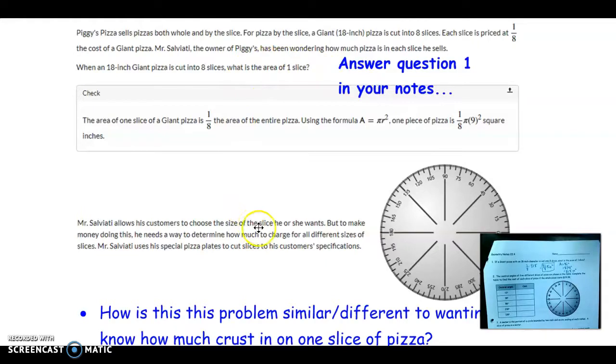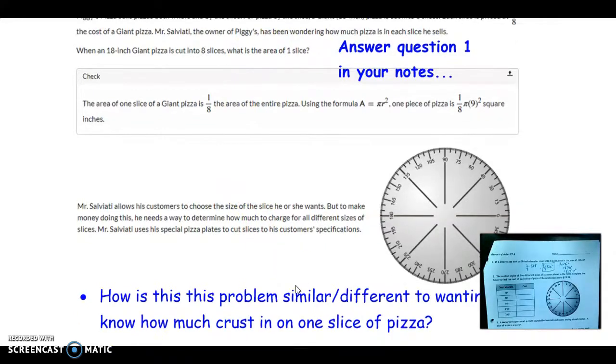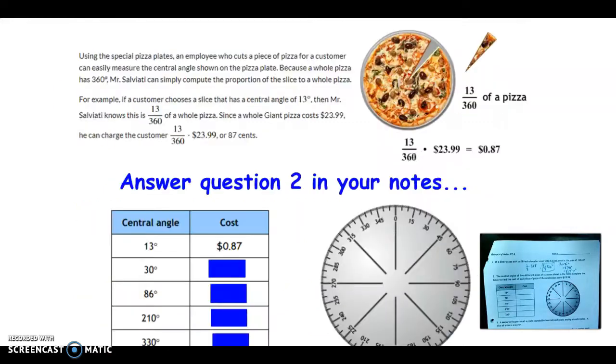All right, it says, how is this problem similar or different than wanting to know how much crust is in one slice of a pizza? So remember, the crust goes along the outside of the circle. And so that is a portion of the circumference. When we're looking at how much pizza is in one slice, we're looking at area. So now we're looking at a portion of the total circle's area. So that's the difference. Crust is a portion of the circumference, and how much pizza is in the slice is a portion of the area of the circle.